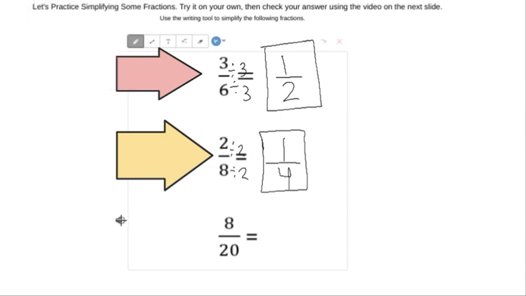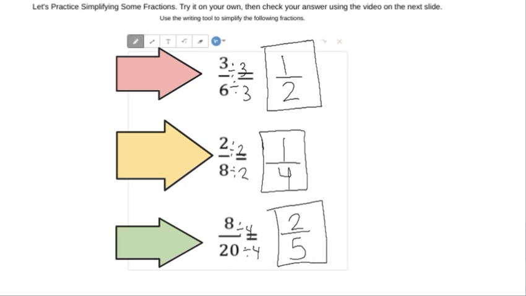And let's go ahead and work on our third fraction, which is right here, 8 over 20, not 8 over 12. We need to figure out what is our greatest common factor that goes into 8 and 20. 4 is our greatest common factor. 4 times 2 makes 8. 8 divided by 4 equals 2. And then 20 divided by 4 equals 5. Our third answer is going to be 2 over 5.